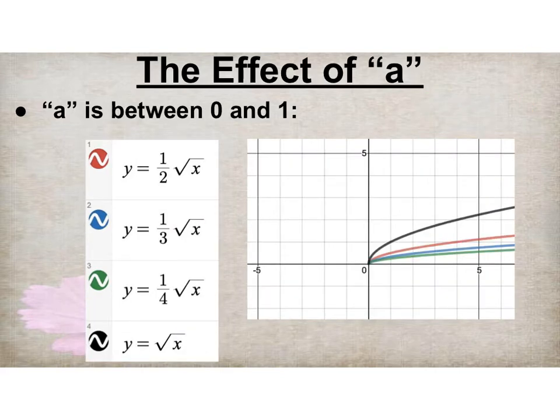If a is between 0 and 1, so probably a fraction, you could have a decimal as well, I put the black parent graph on here. So here's my starting graph, and then I'm compressing it. So vertical compression, I'm pushing it down.